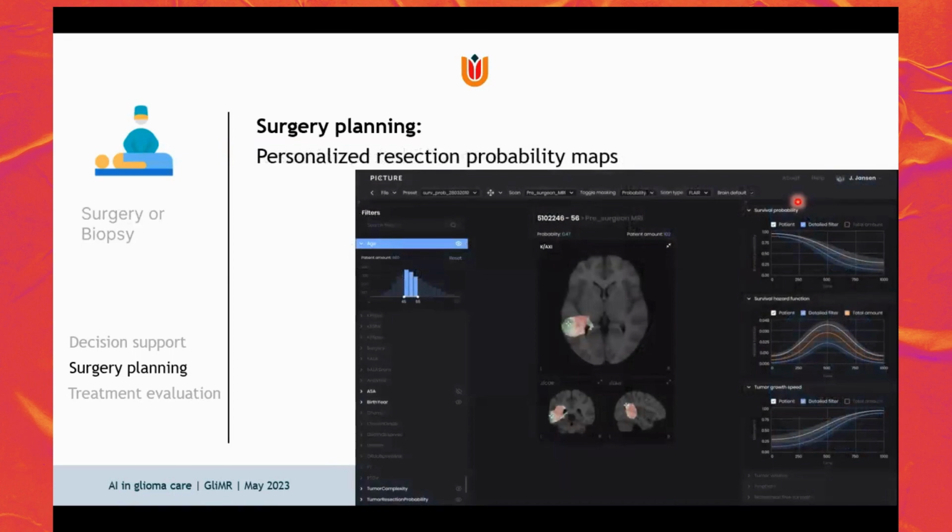We're currently working on further personalizing this by being able to filter down also on the specific age of the patient, or further digging down on the tumor grade, for example, and creating personalized resection probability maps of as similar patients as possible, so that we can also compare the survival curves of those patients and use that as a frame of reference for a current patient.